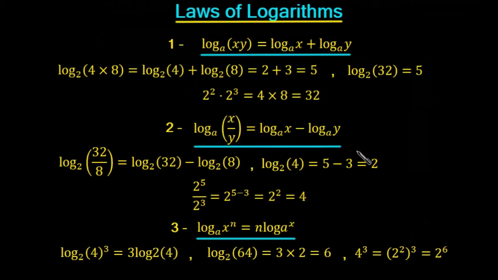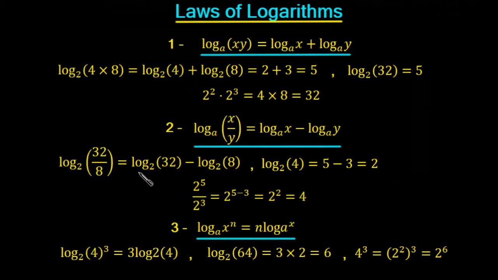So let's look at the second example here. Log to the base a of x upon y is equal to log to the base a of x minus log to the base a of y. So let's put some numbers in here and see if we can get this equality. So log to the base 2 of 32 upon 8, well, according to what we have above, that should be the same as log to the base 2 of 32 minus log to the base 2 of 8. Well, log to the base 2 of 32 upon 8 is log to the base 2 of 4, which will give us a final value of 2.